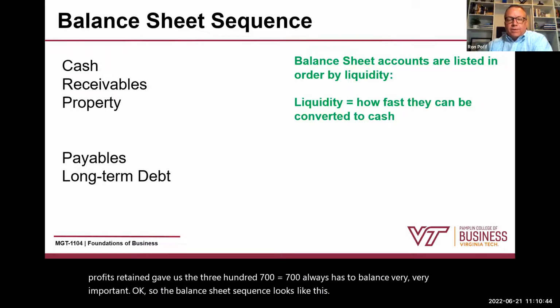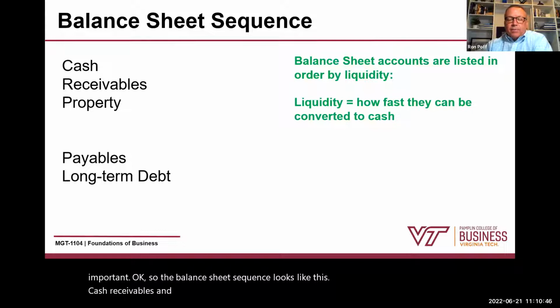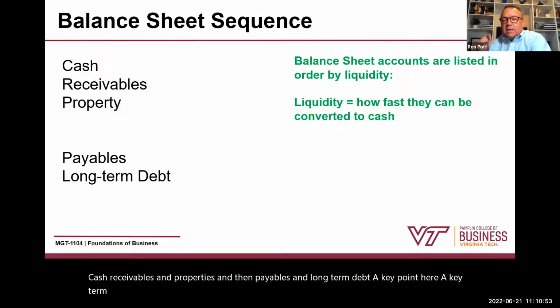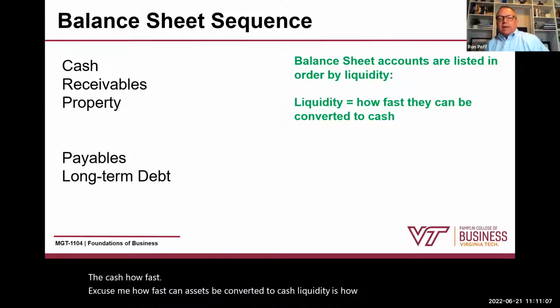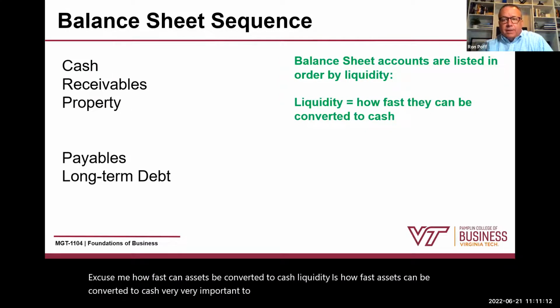Okay. So the balance sheet sequence looks like this. Cash, receivables, and properties, and then payables and long-term debt. A key point here, a key term, liquidity. How fast can assets be converted to cash? Liquidity is how fast assets can be converted to cash. Very, very important to understand that particular term.